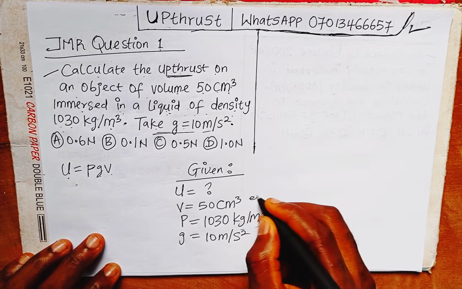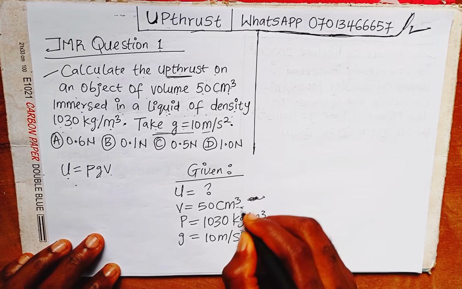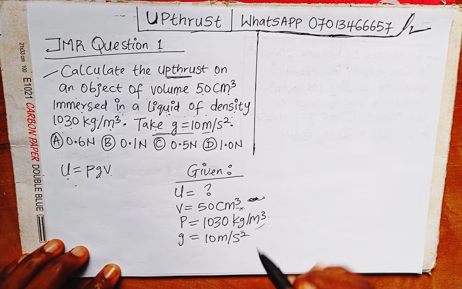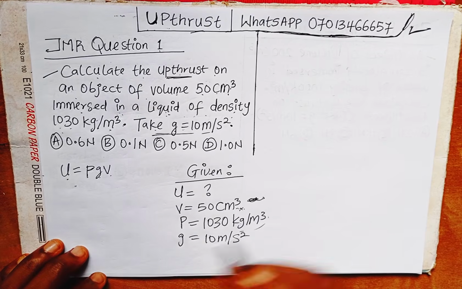Meaning that we can't use this. We need to convert this thing. We can't use cubic centimeter to solve. No, we have to make everything to be in cubic meter, or meter cube.